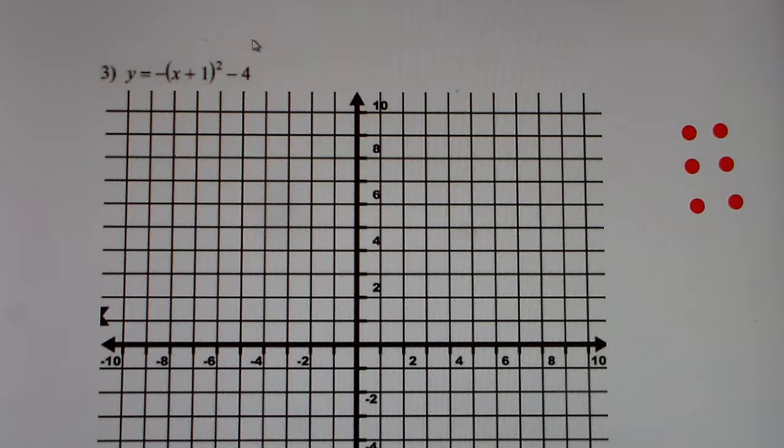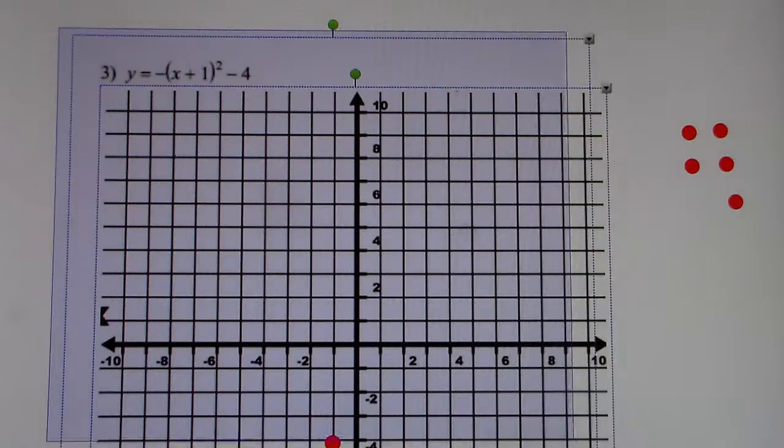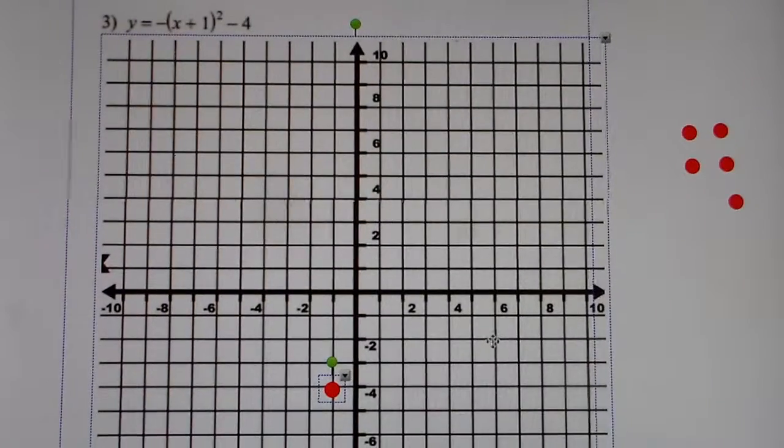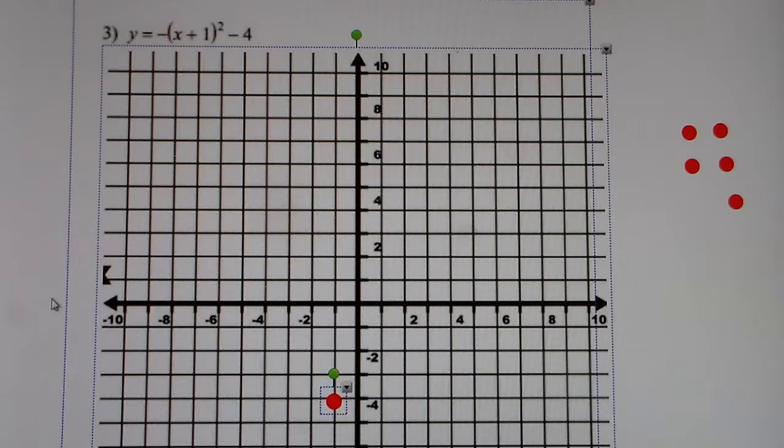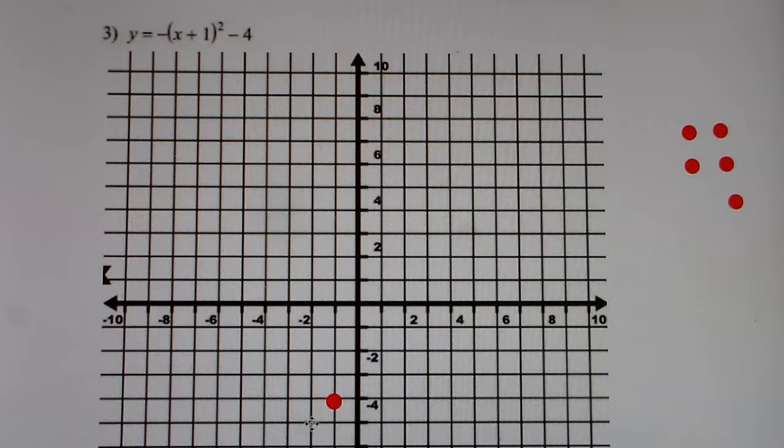Moving on, number 3. To graph this quadratic equation that's in vertex form, we have to do the opposite of the inside of the parentheses. So the opposite of positive 1 is negative 1. So we go 1 to the left. And then this negative 4 tells us to go down 4. So 1 to the left, down 4. That's our vertex in this equation. Let's bring this all up so it's easier to see. So that's where our vertex is.